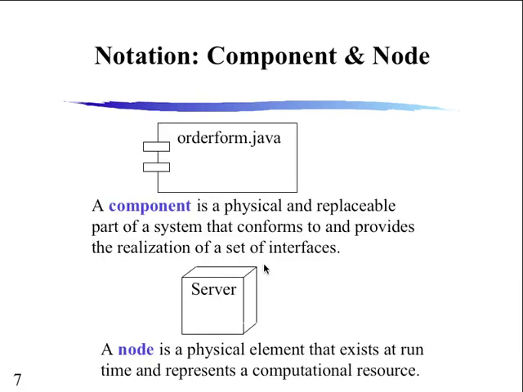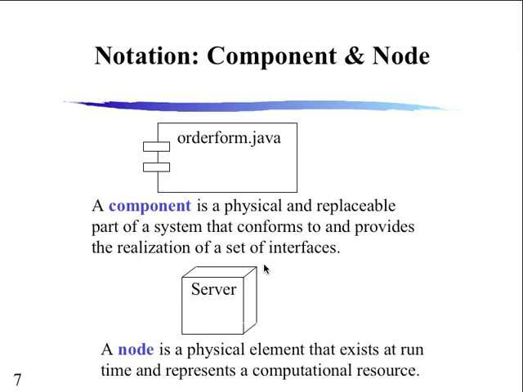So here's some more notation for you. We have things that we don't have in entity relationship or structure analysis and design. We have components, packages, nodes. Let's talk about the component for a second. It's a physical or replaceable part of the system that conforms to and provides a realization of a set of interfaces. That's what a package actually sort of is, or a library, or an external component that's being used that's giving you a set of interfaces.